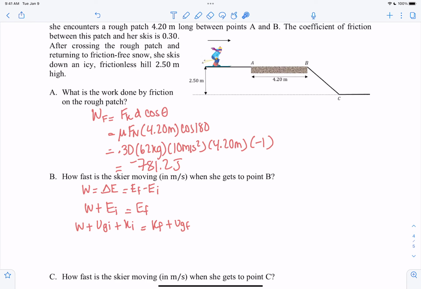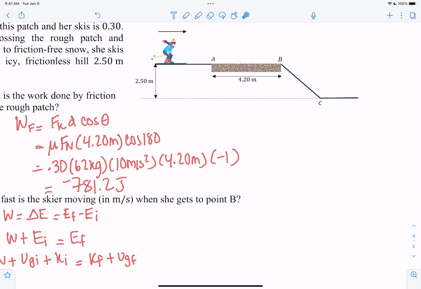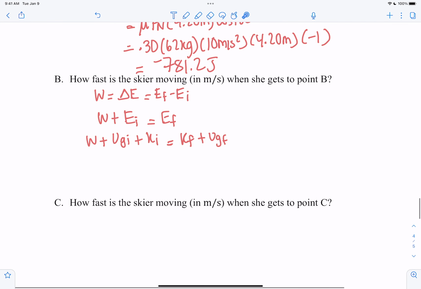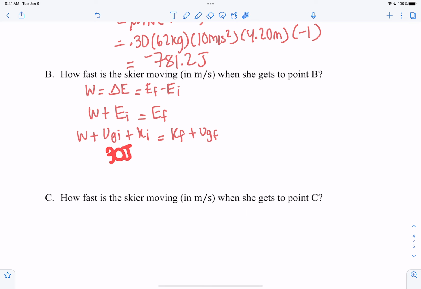Yeah, they'd be the same, right? Because you're still at that 2.5 meter height. You haven't changed your height at all. So if this was, theoretically, 30 joules, well, then they just cancel out, right? So it doesn't even matter to factor in UGI and UGF. We can technically just go ahead and erase them because they're at the same height.